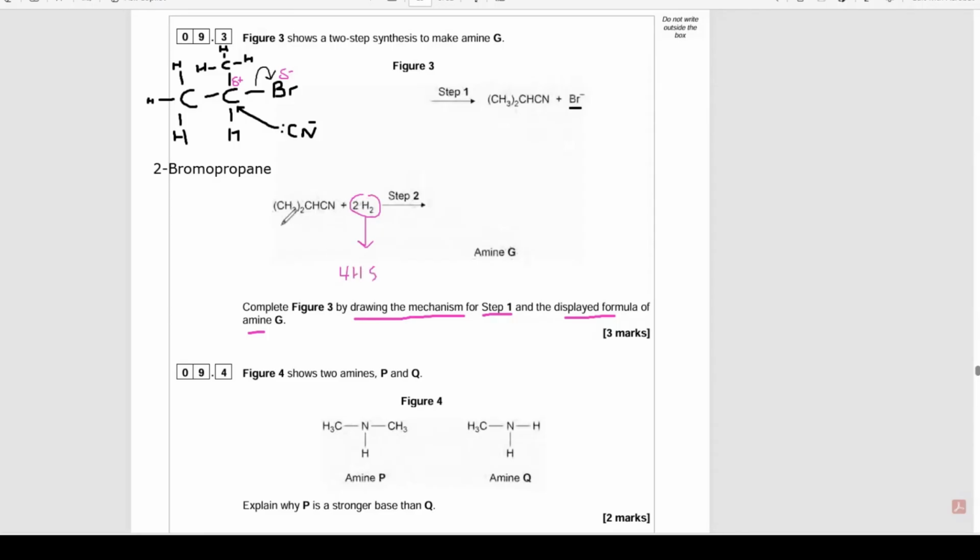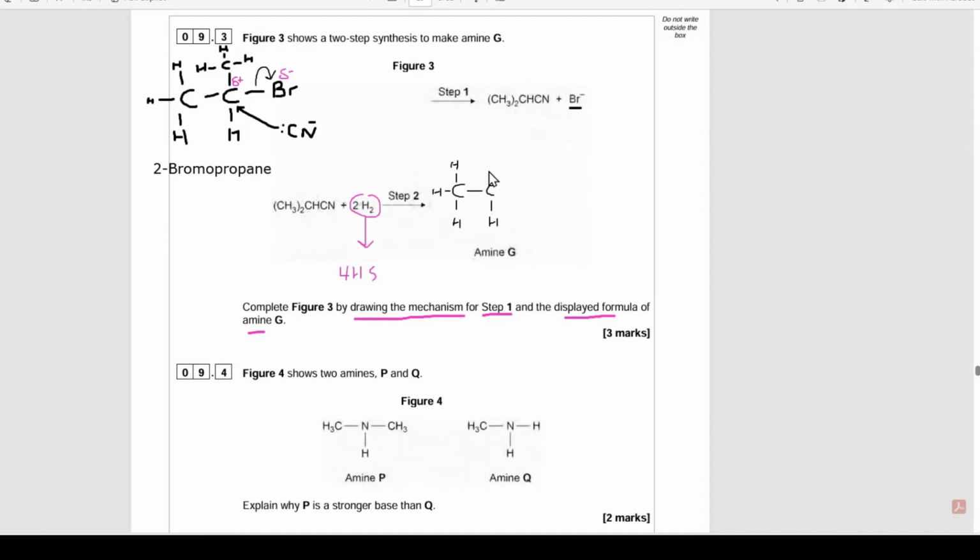Now let's look at amine G and what's going on here. So the clue here is that the nitrile is being attacked by the 2 hydrogen molecules. So I need to add 4 hydrogens on. You see I've written them down there in pink.